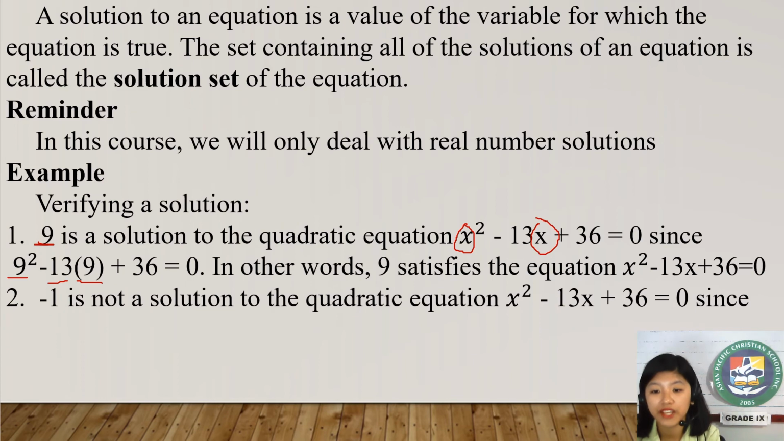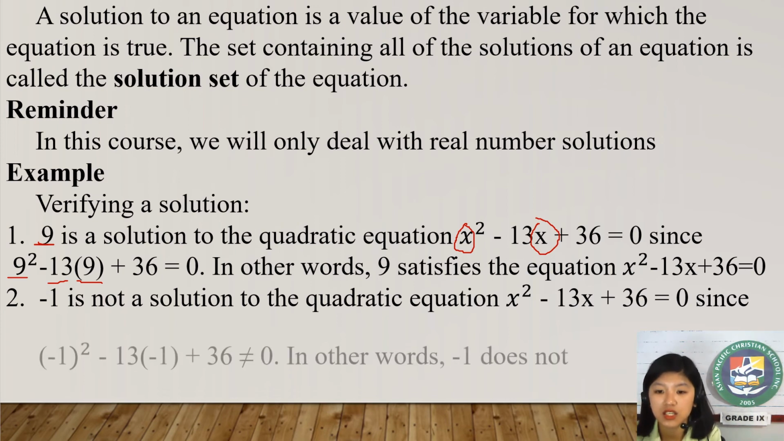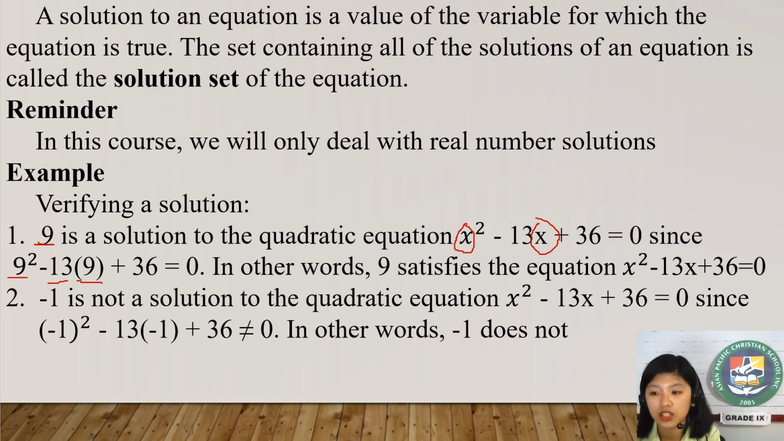Next, we have negative 1 is not a solution to the quadratic equation x squared minus 13x plus 36 equals 0 since sinubstitute lang natin siya kagaya ng ginawa natin kanina. So, nung sinubstitute natin siya, from x squared naging negative 1 squared. Then, from negative 13x naging negative 13 times, yung x, pinalitan natin siya ng negative 1. Then, copy plus 36. So, bakit siya hindi equals sa 0?